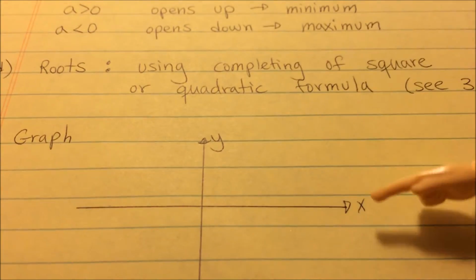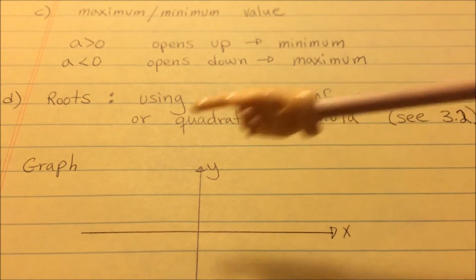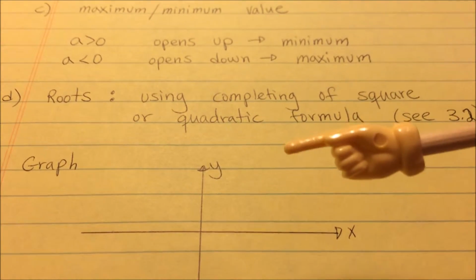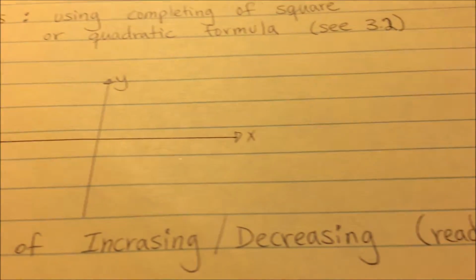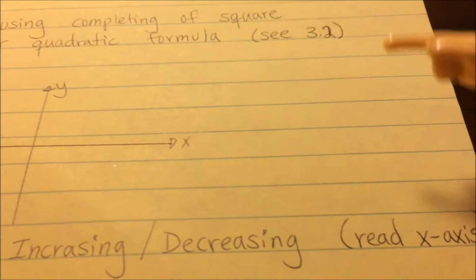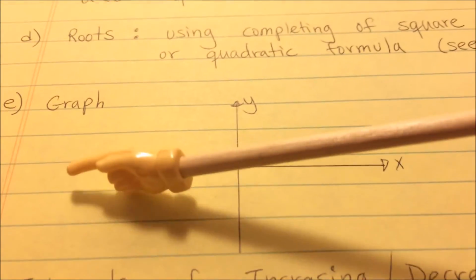Make sure you graph it out using the x and y, and also on the parabolas, make sure that both ends of the parabolas have an arrow because they do go on to infinity. Then we're also going to find the intervals of increasing and decreasing. Now, the intervals of increasing and decreasing is reading the x-axis. So we're not reading the y, we're just reading the x.